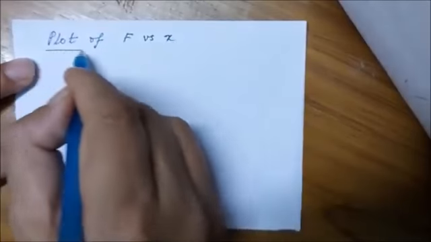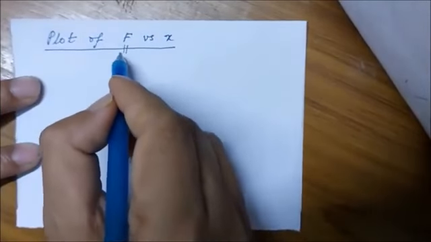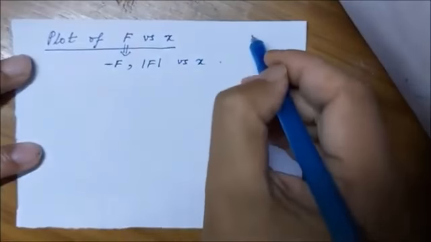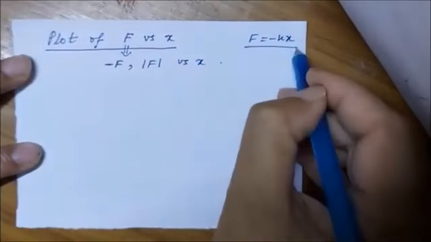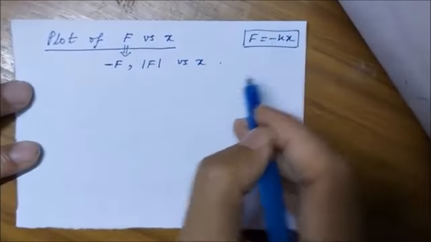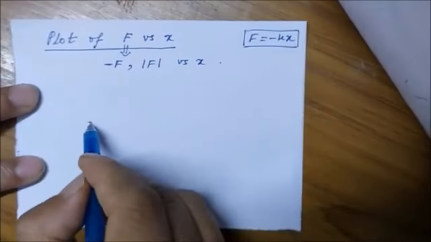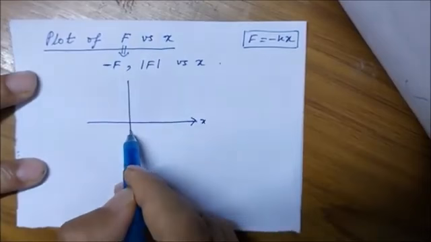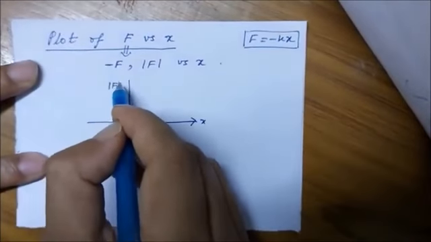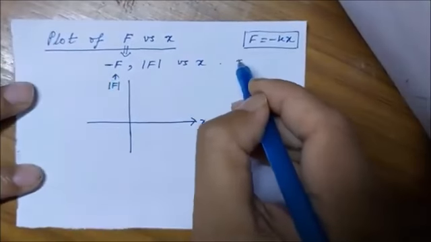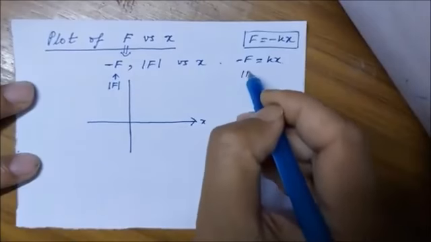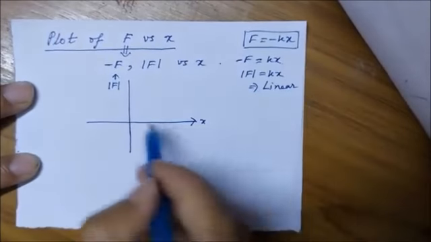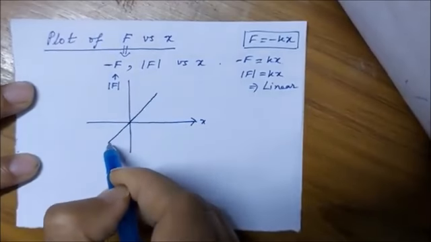Let us now make a plot of the linear restoring force against displacement. In reality, let us plot either minus f or mod f versus x, because f is minus kx. So let us ignore this negative sign and plot it as follows. This is the x-axis, the abscissa, and this is called the ordinate, where we will plot modulus of f. Now clearly minus f is kx, or equivalently mod f is kx. So the plot should be linear, of this type.